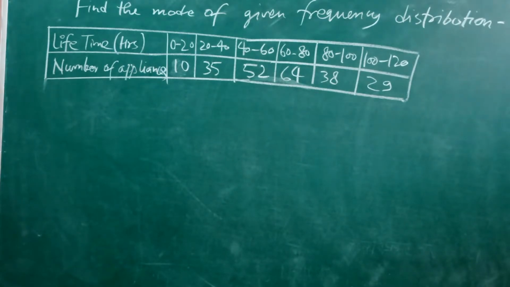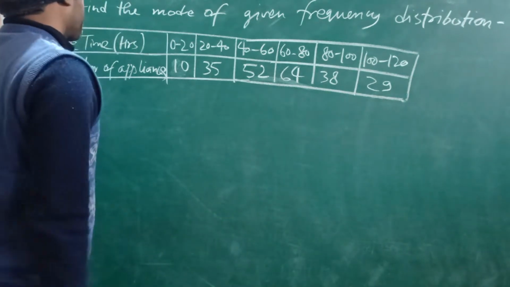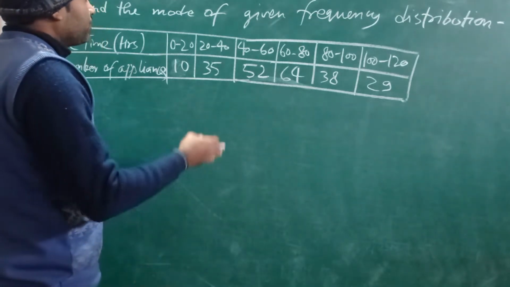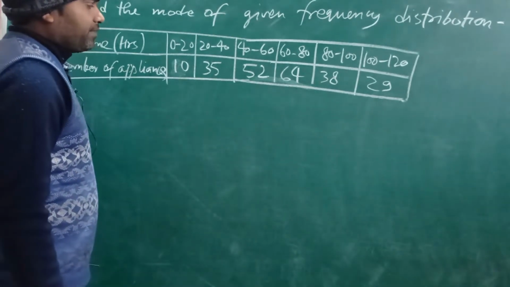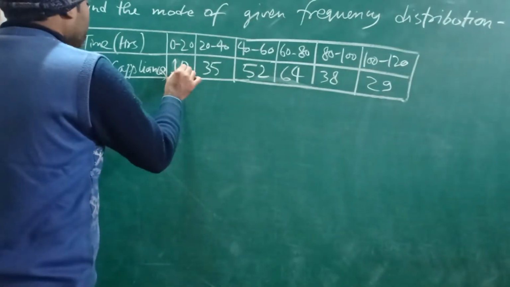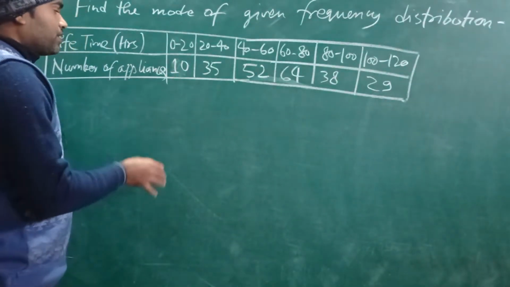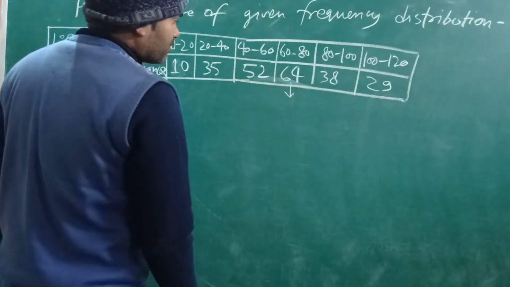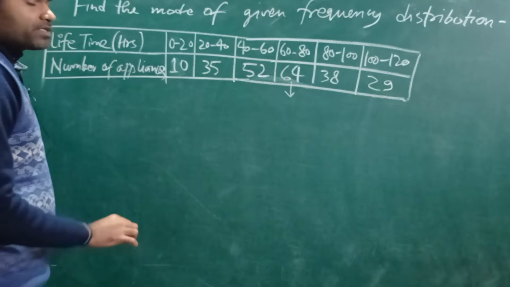Mode. The definition of mode is that the most frequent class interval gives us the mode, or in non-class interval data, the term which is most frequent is written as the mode of the data directly. So it is easy to recognize the highest frequency. The highest frequency is 64. No other frequency is more than 64.